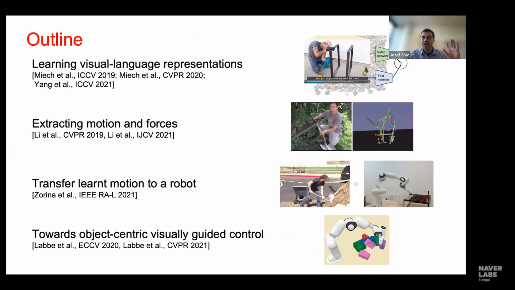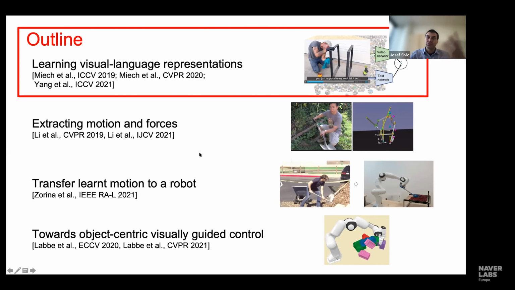In this talk, I will show you some of our work in this direction, covering four different domains, starting with learning visual language representation on a large scale, and then moving towards models which are more grounded in the 3D geometry and physics of the real world. And finally finishing with our initial steps towards visually guided control. But I will focus most of the talk on these two middle parts.